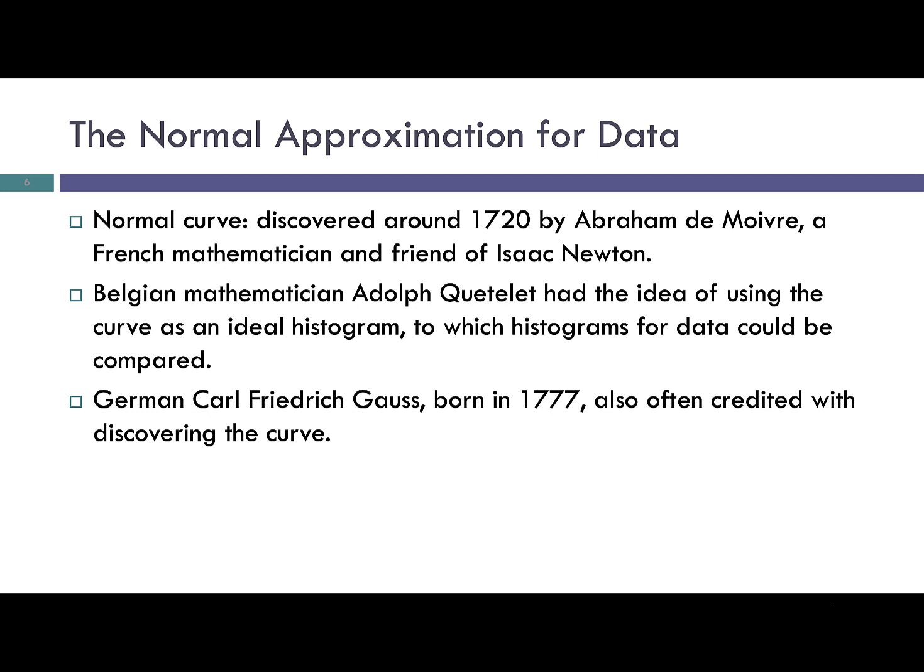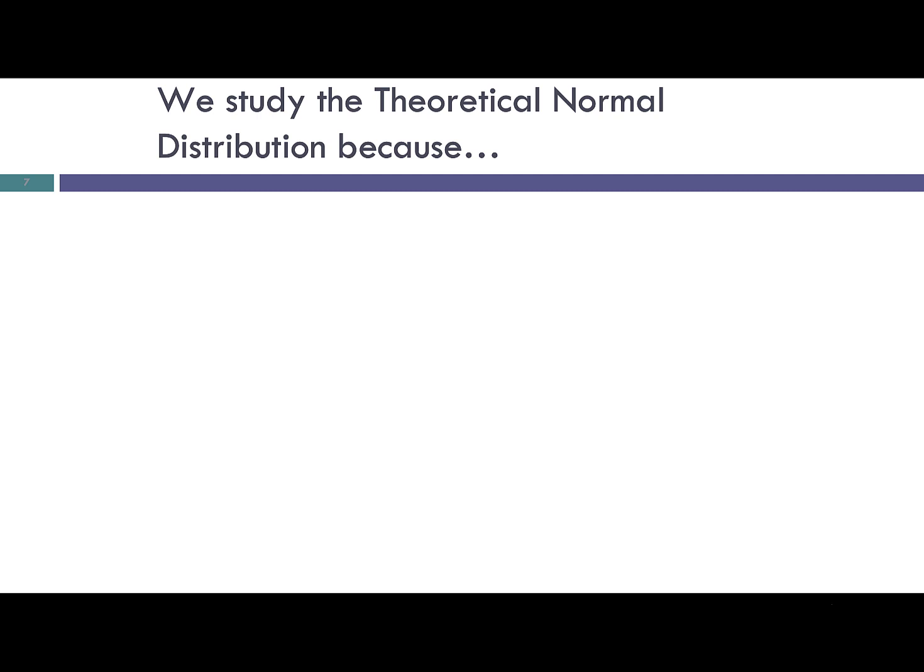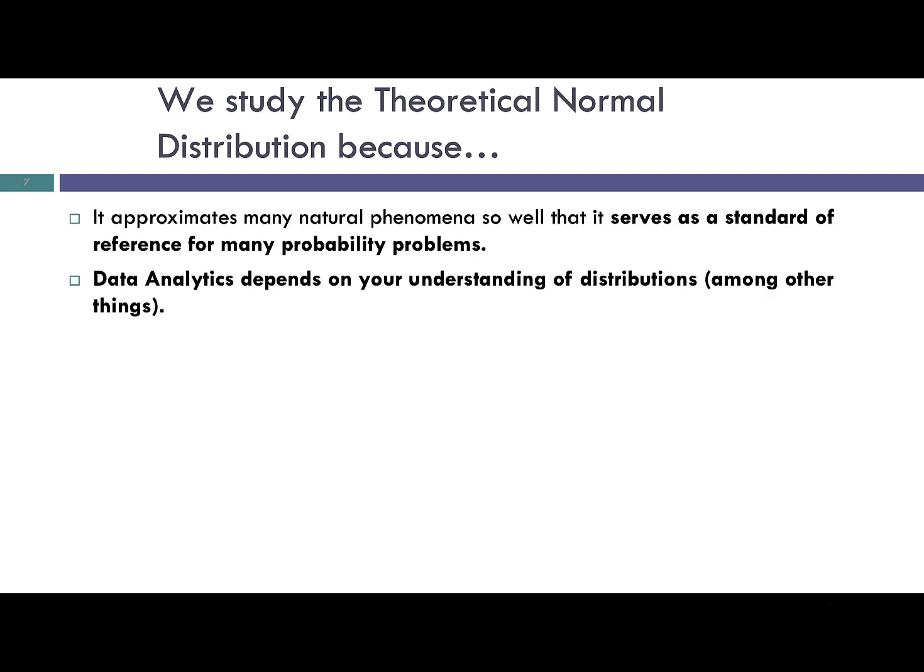So very early on, there was this idea that you could anticipate or approximate what might happen with data, right, using something like this normal distribution as a way to predict what would happen. So we study this theoretical normal distribution because it approximates many natural phenomena so well that it serves as a standard reference for many probability problems. And data analytics depends on your understanding of distributions, among other things, but understanding that distributions underlie how data behaves.